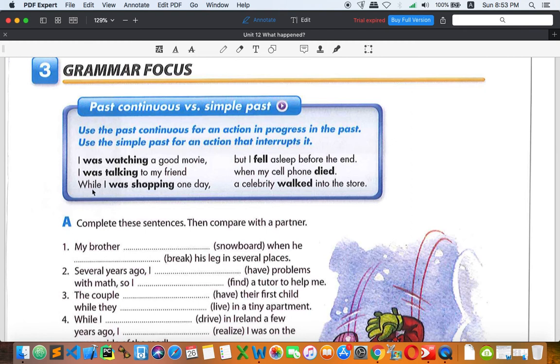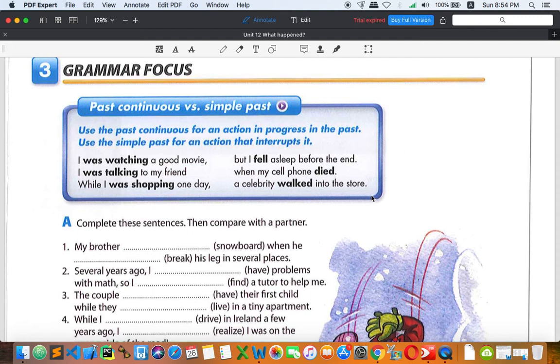Another one is: while I was shopping one day, a celebrity walked into the store. It's just like at that time you were shopping, buying things at a certain store, and suddenly a celebrity went to that store. One more example, we can say: while you were taking a shower, the phone rang. So the phone ring interrupts your activity of taking a shower. Once again, past simple interrupts past continuous.